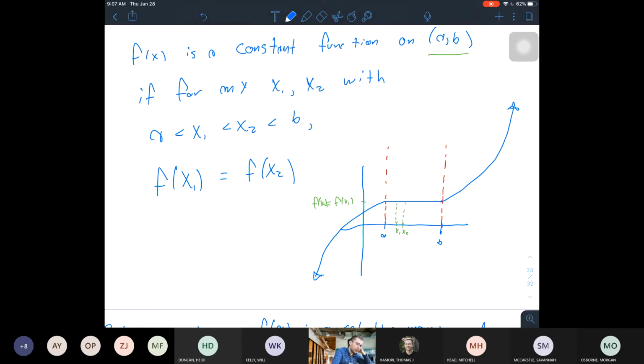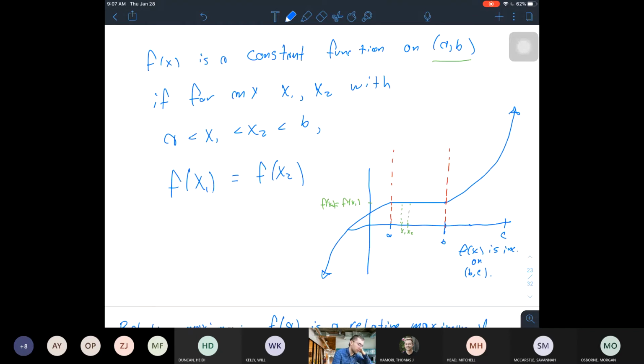Now this particular example, we could draw another point over here, c, and we would say f of x is increasing on b comma c. So when I say that these are local properties, what I mean is that sometimes a function might be constant, and sometimes elsewhere it might be increasing or decreasing, or non-increasing, or non-decreasing. So these are local properties. What I mean by local is that locally, just here in between a and b, we're constant, whereas locally, just here between b and c, we're increasing, and so on and so forth.